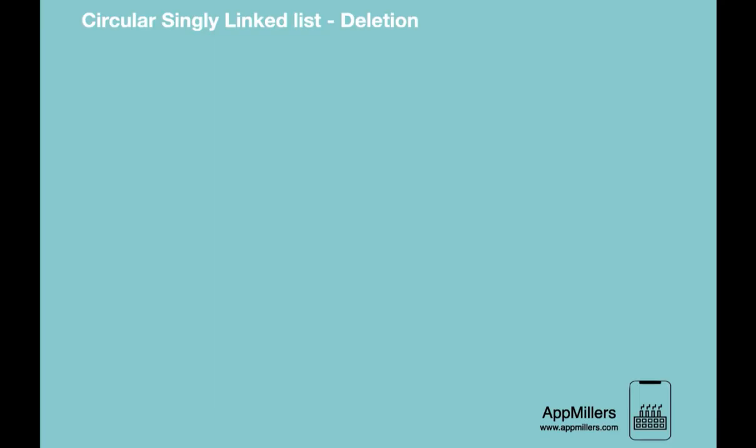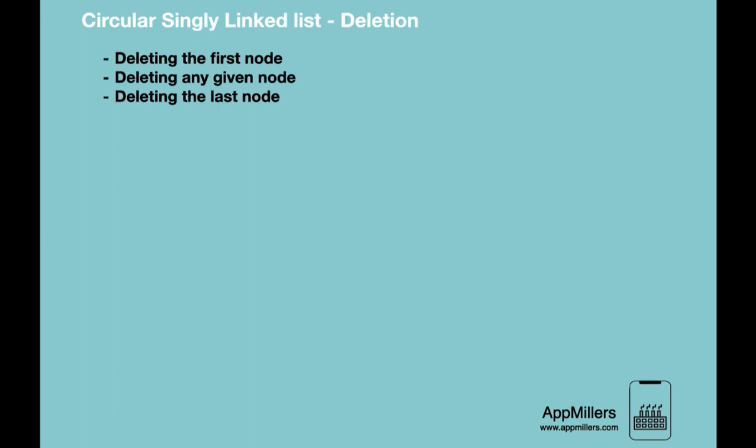Alright, in the last lecture, we learned how we can search for a node in a circular single linked list. Now in this video we are going to talk about deletion of a node from a circular single linked list. We know from previous lectures that to delete a node from a linked list we have three cases. So this is applicable here as well. The first case is deleting the first node, the second case is deleting any given node, and the third case is deleting the last node from the circular single linked list.